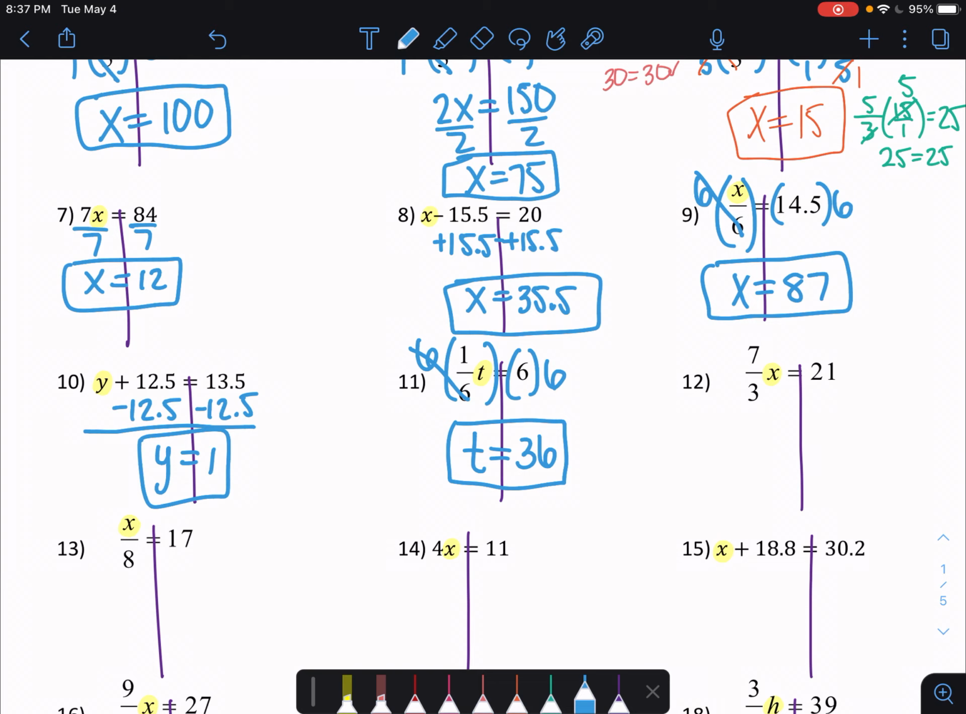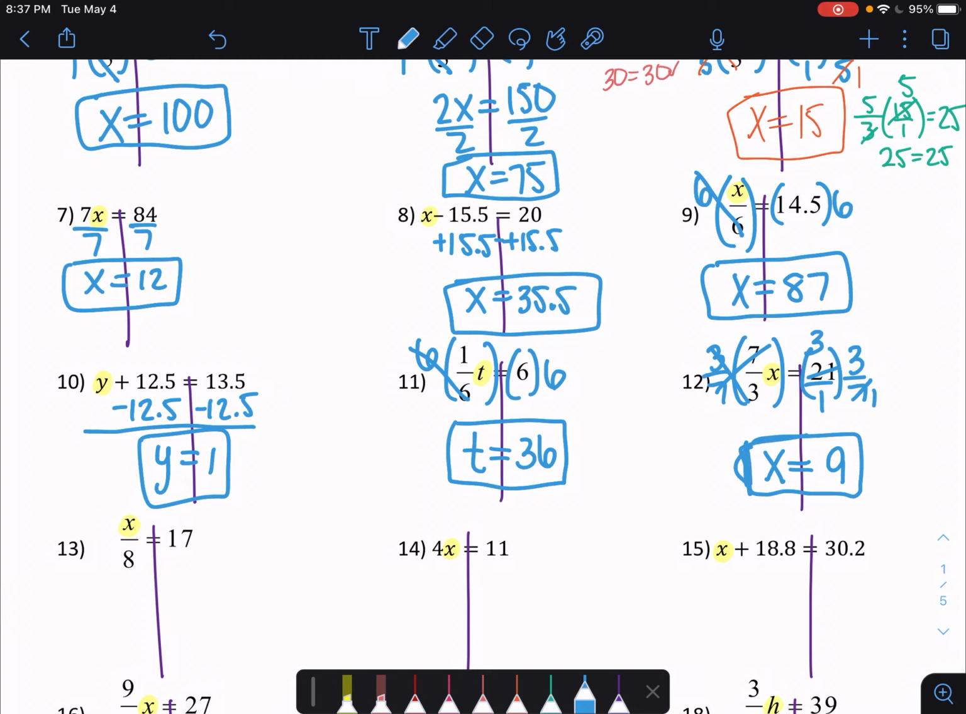Number 12, I'm going to solve like number 6. So I'm going to multiply by 3 over 7 on both sides. So this becomes 21 over 1. So the 3 over 7 and the 7 over 3 cancel, and I'm left with x. And then here I'm going to have a 3 on top and a 1 on the bottom. So I get x equals 9.